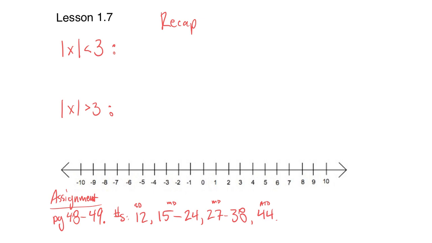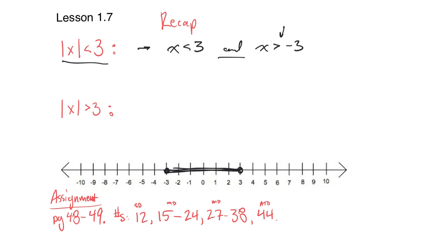Okay, so recap. If I have the absolute value of x is less than 3, that's going to mean x is less than 3 and x is greater than negative 3, because when I write the negative, I switch the sign. So this is an AND. I'm going to do it in black. I'm going to have negative 3 and 3, solid dots, and we're there.